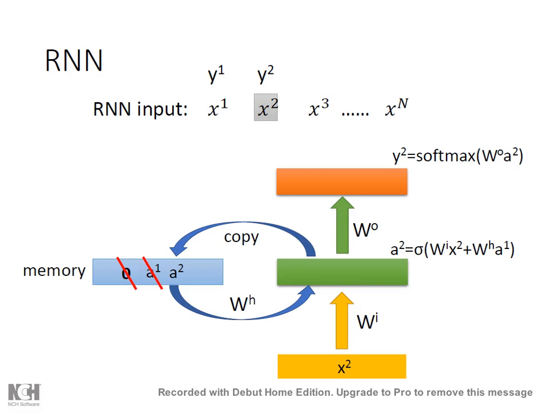At the second time step, your input is S2. So S2 is multiplied with WI, your weight. And now the memory is A1, so A1 is multiplied with WH. To form this function, WI times S2 is here, plus WH times A1 is here. Then we output A2. A2 is copied to the memory to replace A1. Then we continue to compute the output Y2 here.